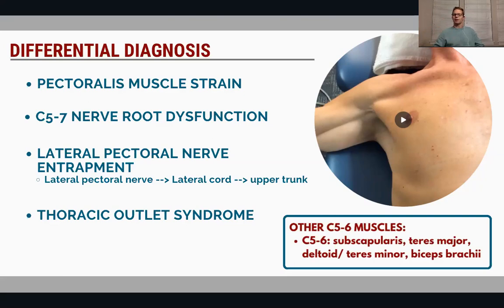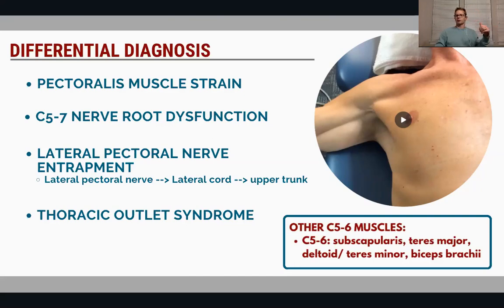So for me personally, I was not thinking just a pectoralis muscle strain. When someone comes in with a muscle strain, likely they're going to have some sort of mechanism of injury. While this gentleman actually had some sort of bike injury a few weeks earlier, he doesn't really recall hitting his shoulder directly, and specifically does not remember any bruising, swelling, or redness in that area that would indicate a muscle strain.